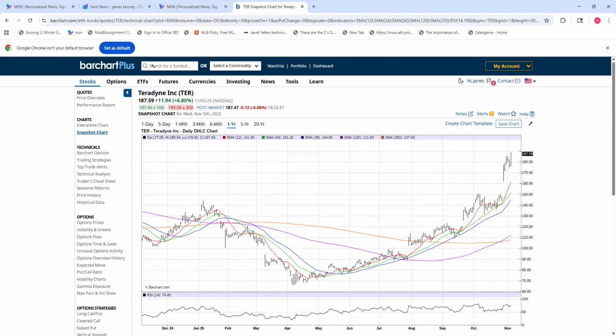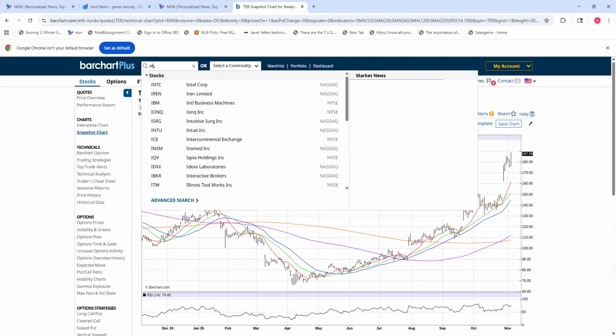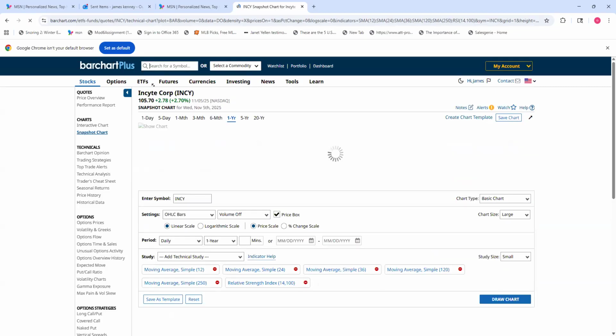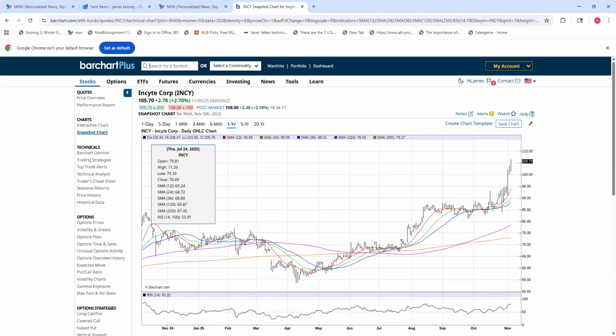Another one from July was INCY, Insight. What was it going for in July? $70. Would it be nice to know that Insight might be a good thing to look at right now? So again, these are in the reports, and sometimes you'll find stocks you're not aware of, and that's worth the subscription and then some.